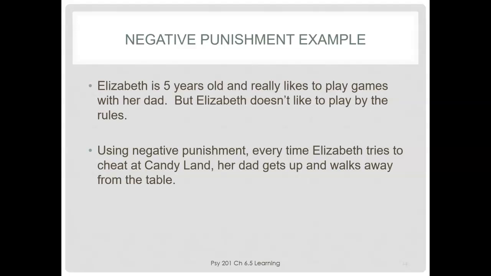But, so, her dad has used negative punishment. Removing himself from the room is a punishment. He's taking away a stimuli from the situation. It's a negative punishment because it decreases the likelihood that Elizabeth is going to cheat at Candyland.